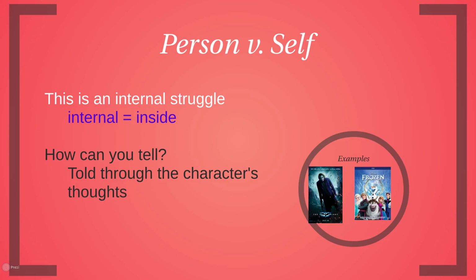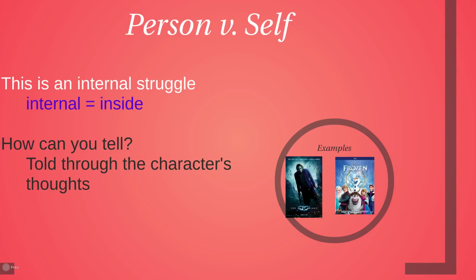If you don't know what internal is, please make sure you write down inside. I don't want you using words you do not know. So when you go back to study, you need to know what you're talking about. How can you tell if your character is going through an internal conflict? You can tell through the thoughts. So are they having a lot of debates with themselves? If they are, then your character is undergoing an internal conflict or a person versus self.